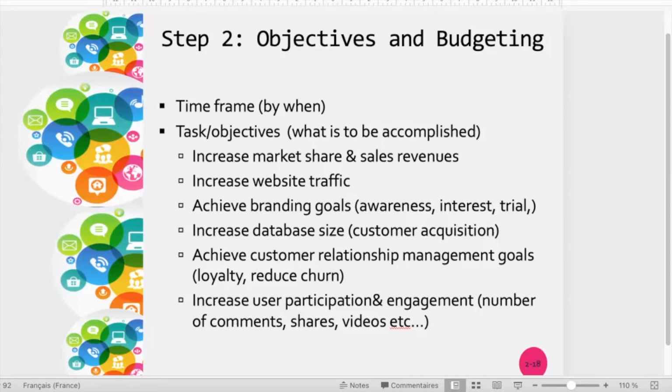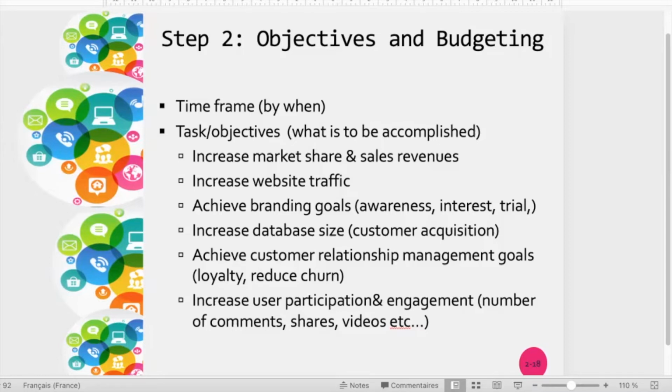Another target might be to achieve brand goals, such as brand awareness, that the brand is better known. One target might be to increase the knowledge about the brand, but also the interest. And finally, the trial, that is the customers purchase your product a first time. Another target might be to do customer acquisition in order to increase the database size. Another target is to achieve customer relationship management goals, increase loyalty, to increase retention, or to reduce churn.